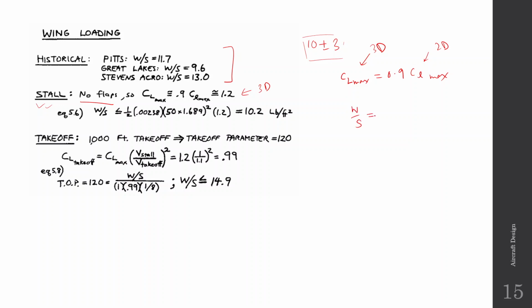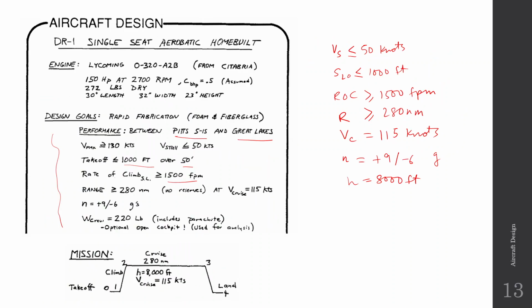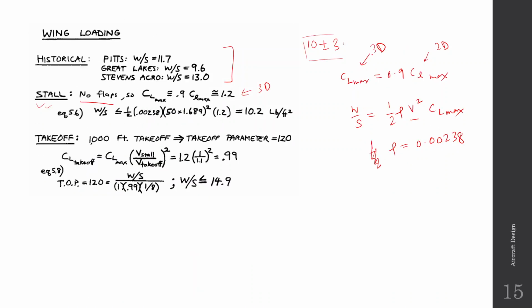So the wing loading will be 1/2 rho v square CL max. You can substitute all these terms, which is half, and rho at sea level you can take as 0.00238. V, if you remember, Vs was 50 knots, converted to feet per second, and the CL max is 1.2. From here you get that the wing loading is 10.2 pounds per foot square.